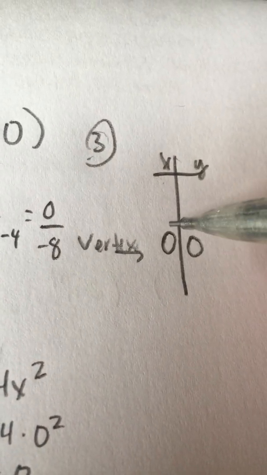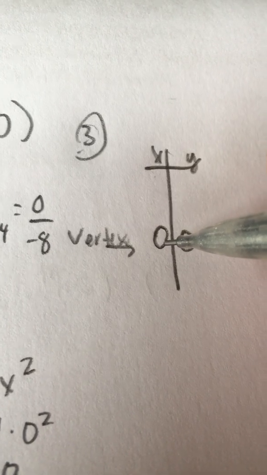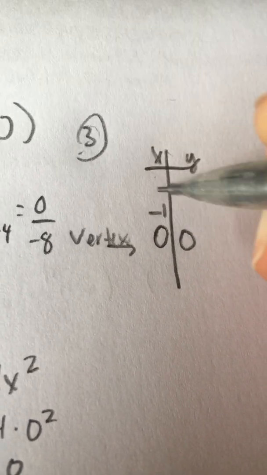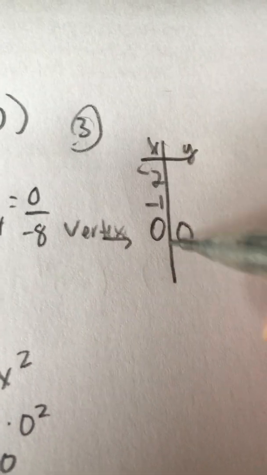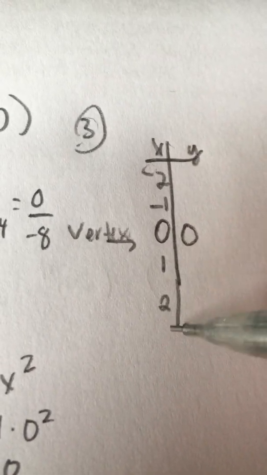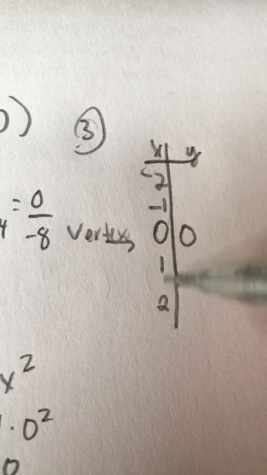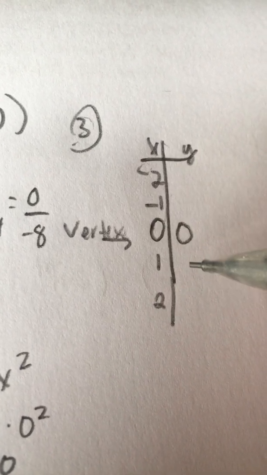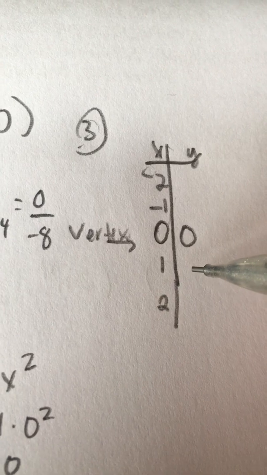Pick two numbers that are smaller than 0. Think of your number line. Smaller than 0, -1, -2. Bigger than 0, 1, and 2. If you pick units that are equal distant apart, then the y values here will be the same, and then you have less work to do.